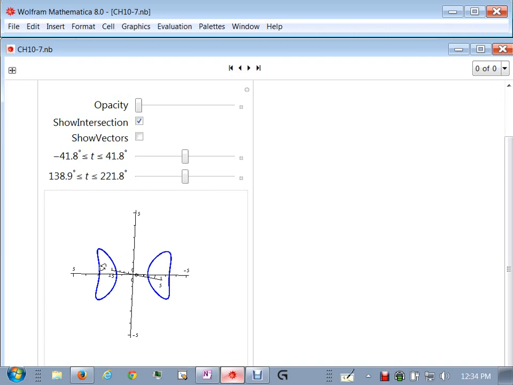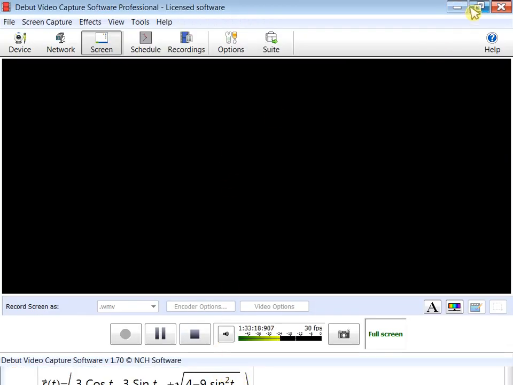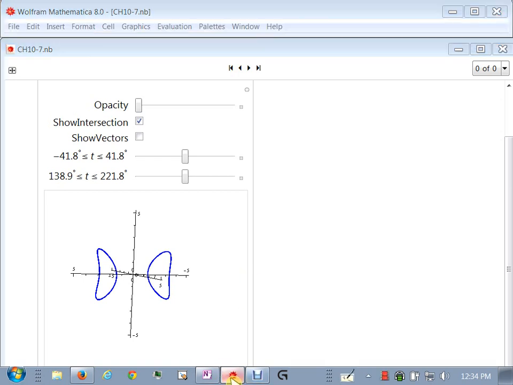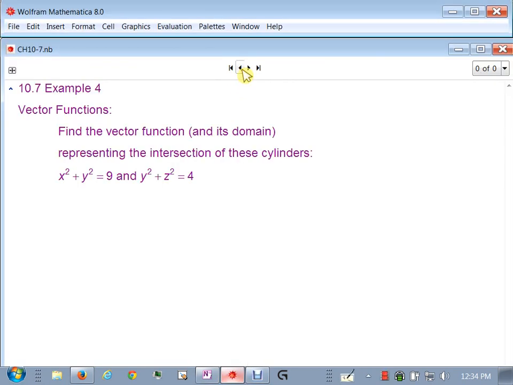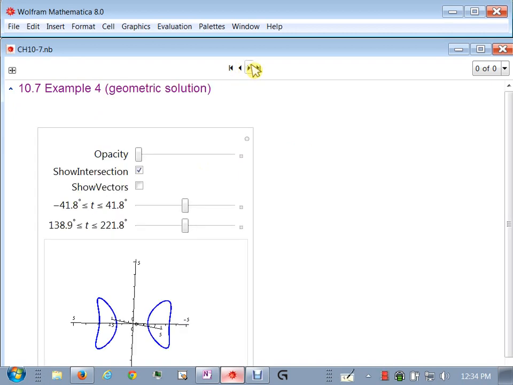Wait, did I copy the problem down right? Oh, crap. It was x squared plus y squared, right? x squared plus y squared equals 9. And then y squared plus z squared. All right, that's right.